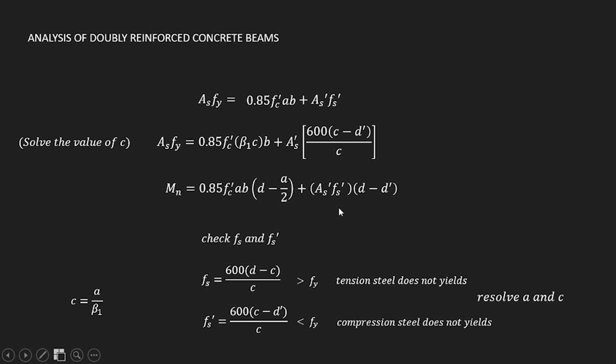So this time, yung nagbago is yung Fs prime. So yung Fs prime natin this time, para makuha natin yan, just use this formula na 600 times C minus D prime all over C. So yung C natin dito, ito yung bago na value for C natin na ginamit natin using this equation. So finally, ito yung kailangan natin na isaulo if our steel does not yield.